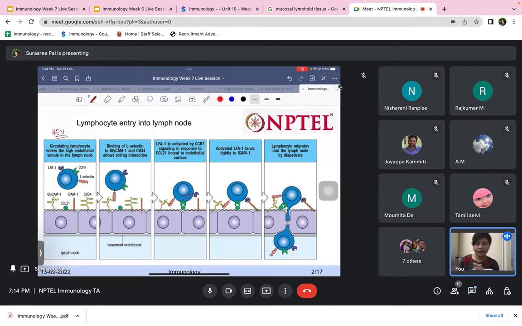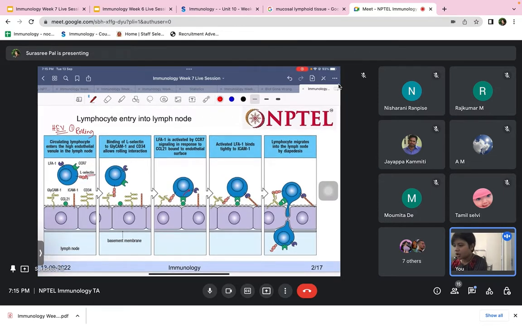There are three stages of this kind of entry process. First one is rolling. These stages are also very similar to what we learned in extravasation. So the first step is rolling. The naive T lymphocytes roll on the high endothelial venule, right? And how does this rolling action take place? This rolling action takes place by the interaction of these particular molecules, L-selectin, GlyCAM-1 and CD34.